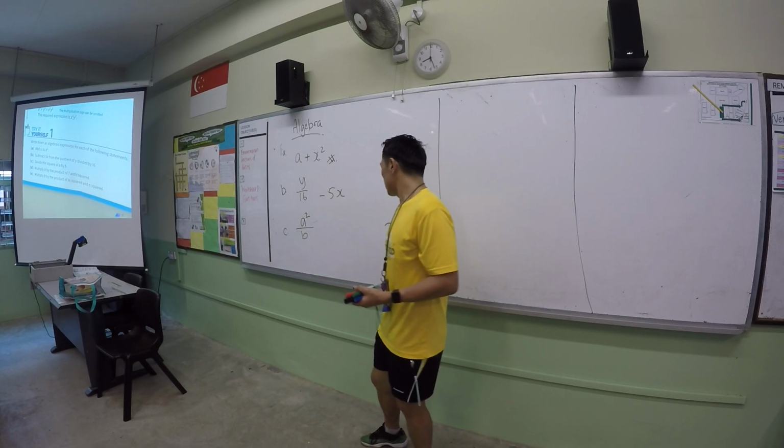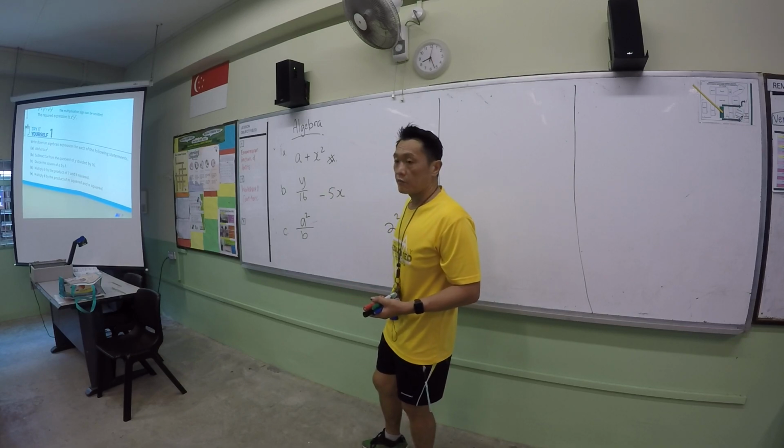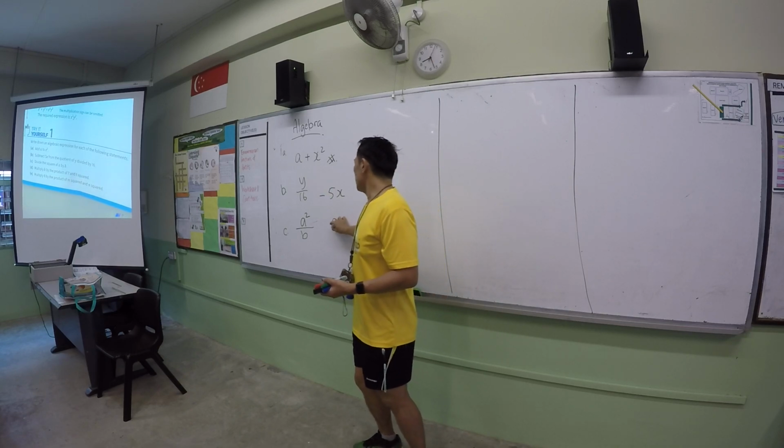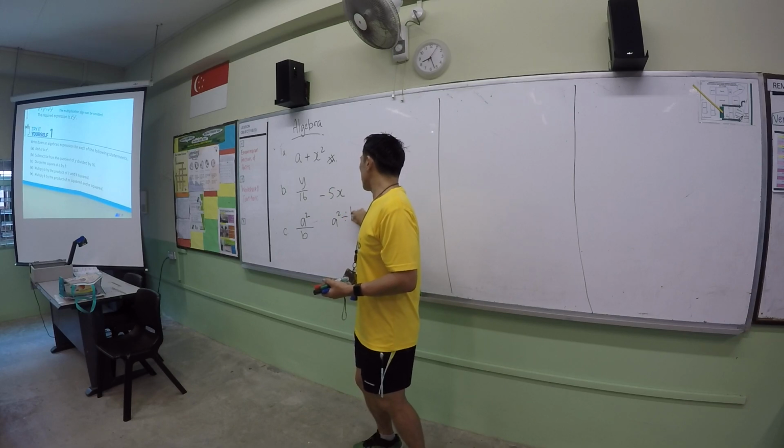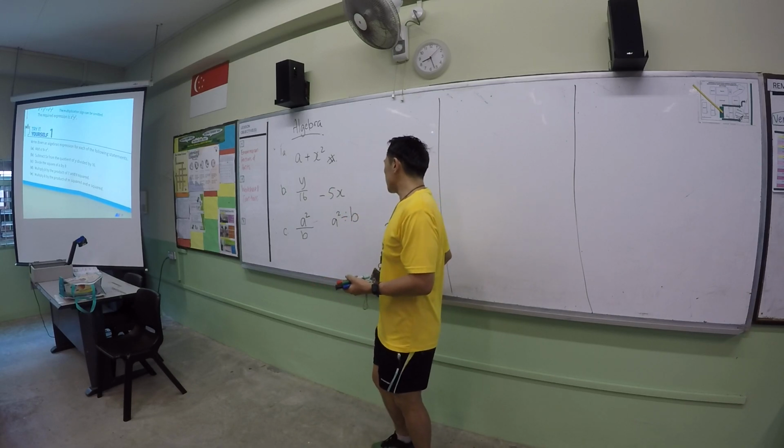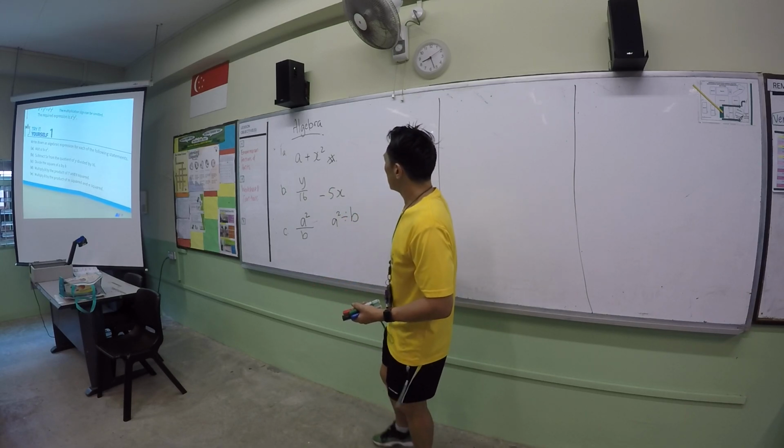You write one line, one line, not the other. Right. A square divided by b. You can also write a square divided by b. Okay. They are the same. Some teachers don't allow.